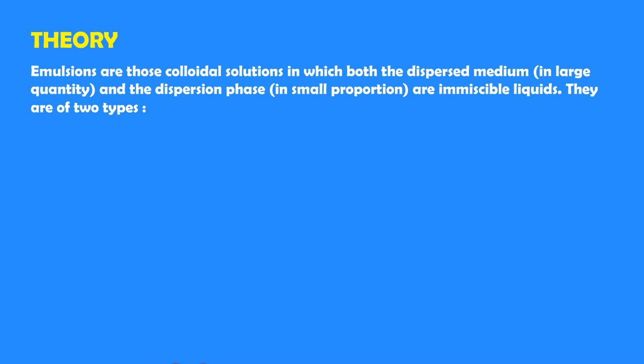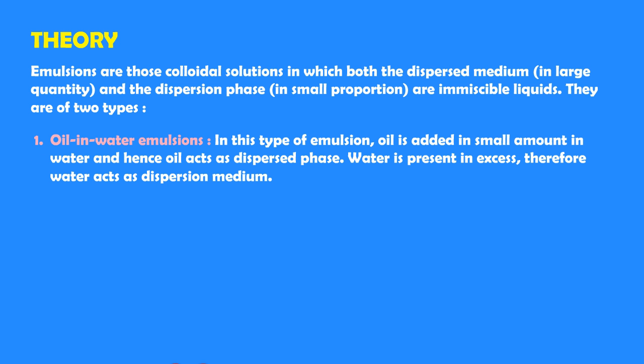They are of two types: oil in water emulsions. In this type of emulsion, oil is added in small amount in water and hence oil acts as dispersed phase. Water is present in excess, therefore water acts as dispersion medium.